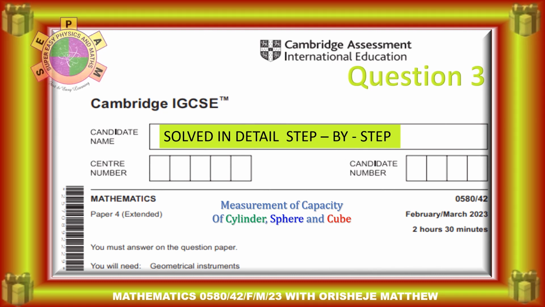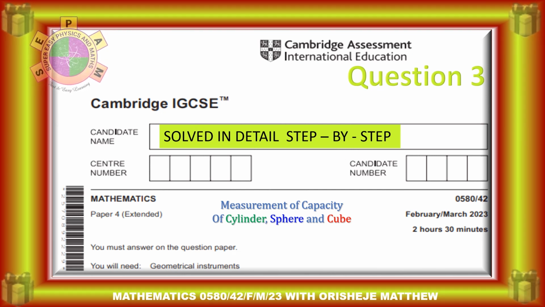Today we are looking at the Mathematics Paper 4 Extended, February-March 2023 edition, and we're going to be starting with question 3. Maths is going to take 2 hours 30 minutes, so if I explain everything in the video, it's going to be very long. So I decided to take the question bit by bit, in a special way.